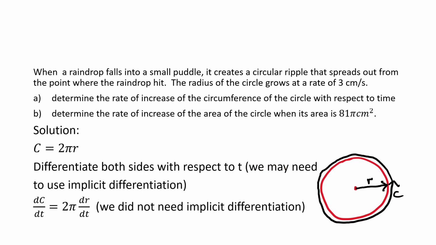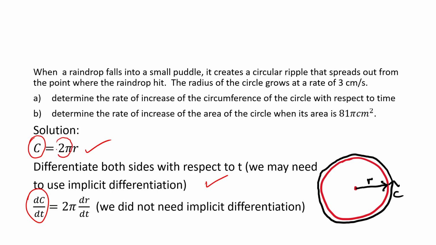What we're going to do next is differentiate both sides with respect to t. Here's our equation. Differentiate both sides with respect to t. Sometimes we have to use implicit differentiation. Sometimes we don't. Well, we have the derivative of circumference with respect to time, which is dC over dt.